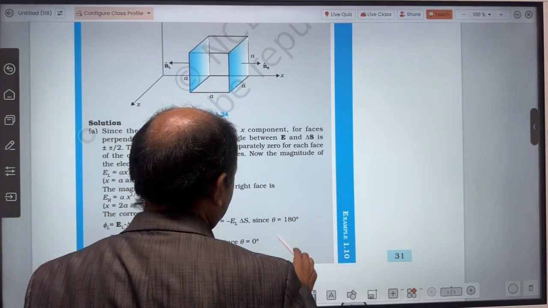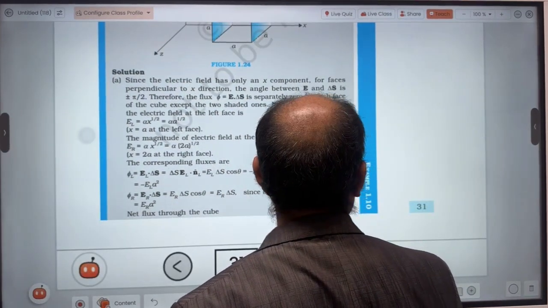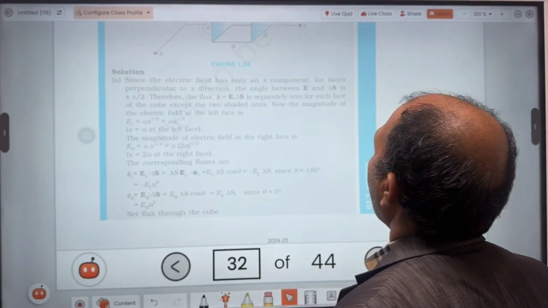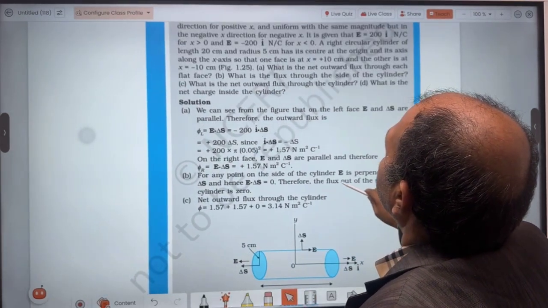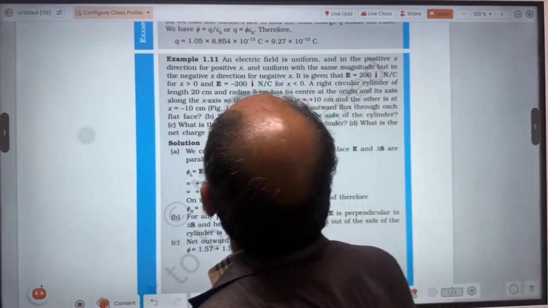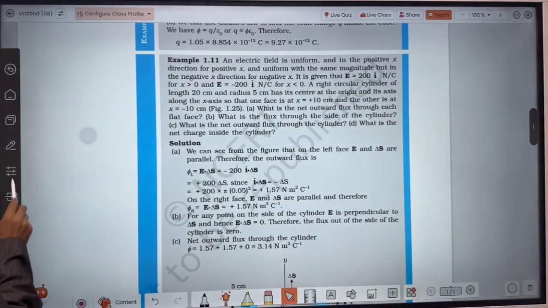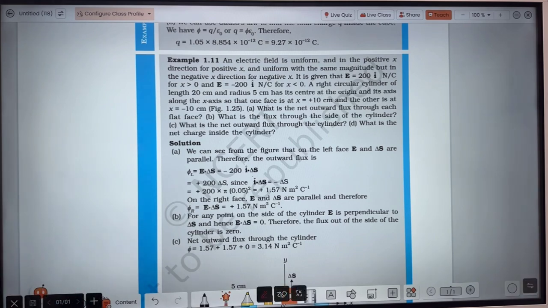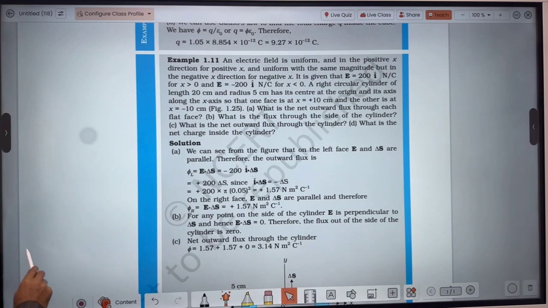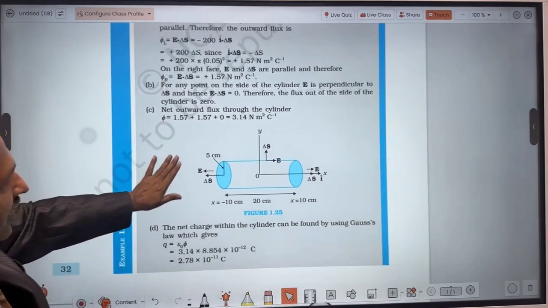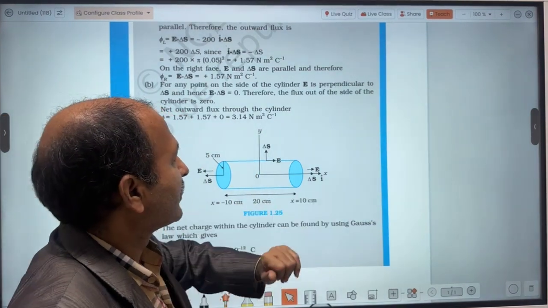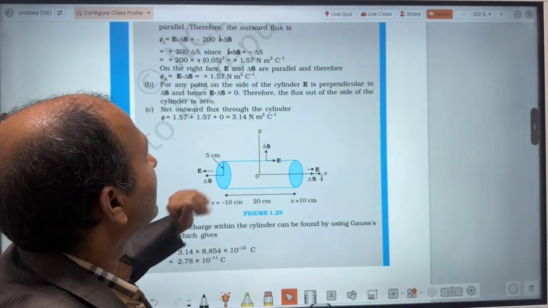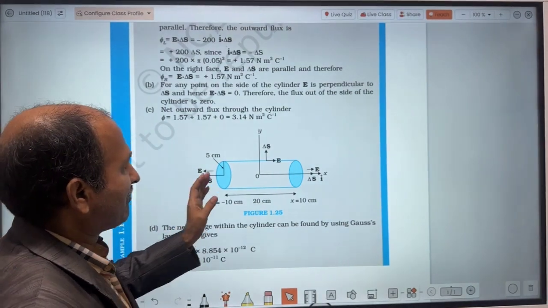Now there is another question. In the same line, but here the case is different. If you observe the diagram, from here electric field is in this direction. From here electric field is in this direction. So it is a simple case.